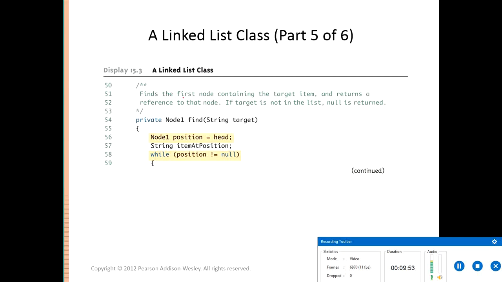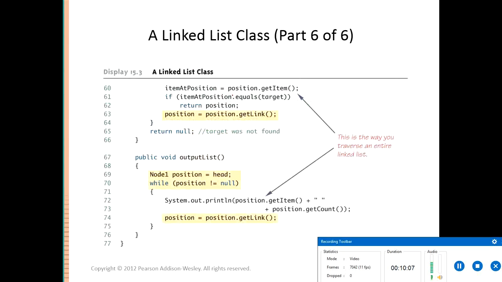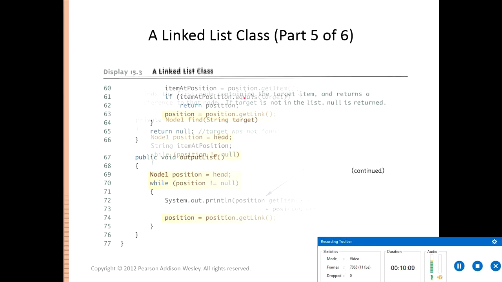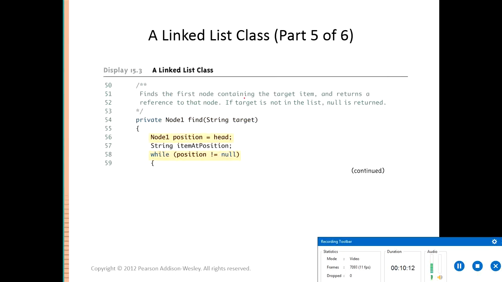Find the first node containing the target item and return. So we may have the same value in multiple nodes, but this method is used to return the first node to find the target item. Okay, going ahead now. Get item method is used to traverse the list.